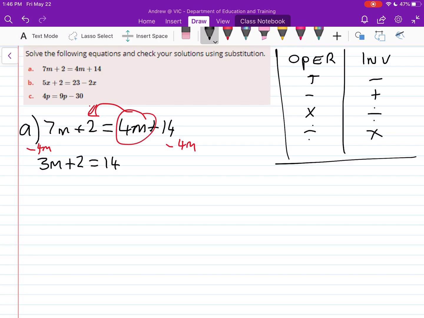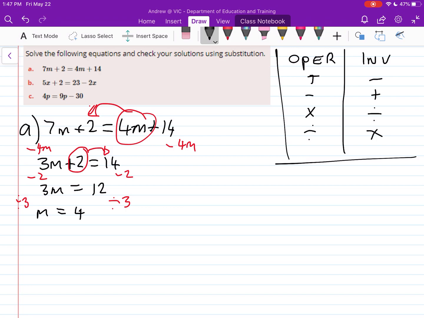So now, let's get rid of our 2, because we need to get m by itself. So to get this 2 on the other side, we've got plus 2, so we need a minus 2. So 3m is equal to 12. Alright, now we've got 3 times m, so to get rid of 3 times m, we need to divide by 3. Okay, so m is equal to 4.